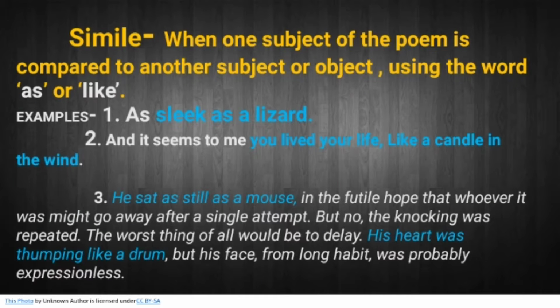Then we come to the second poetic device, simile. When one subject of the poem is compared to another subject or object using the word as or like. Well, simply put, when one thing, person, place or animal is compared to something else, it is called simile, and this comparison is made with the help of the words as or like.